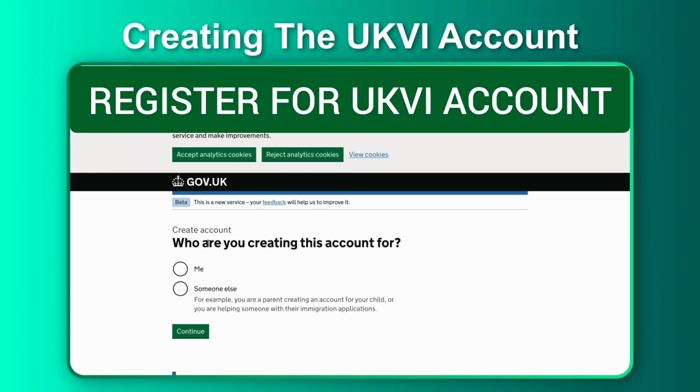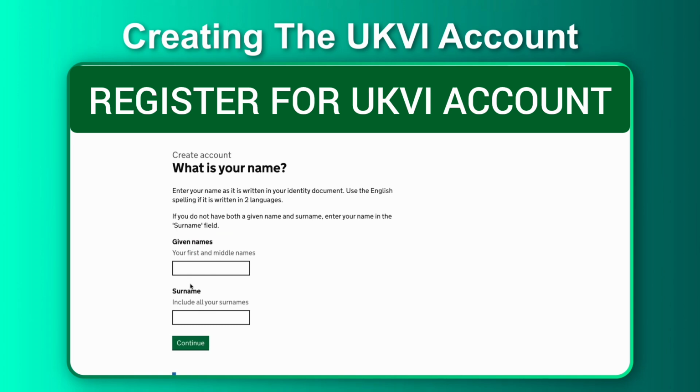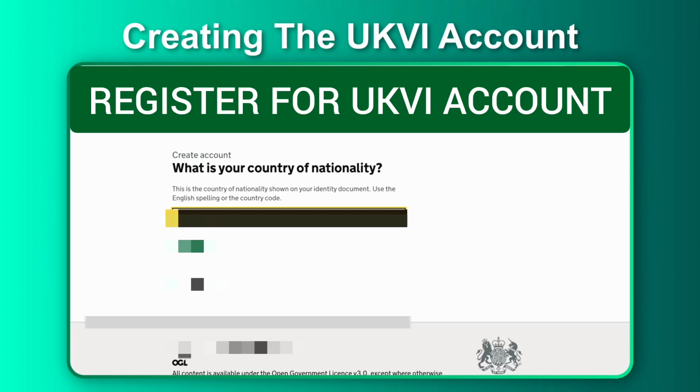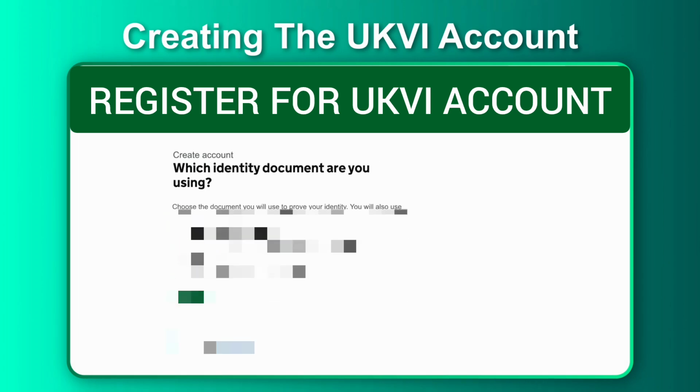Now you'll be asked, who are you creating this account for? If you're creating it for yourself, you'll click me. If it is for someone else, you'll click someone else. Next, you'll be asked to give your full name. You should write your exact name as it is written in your ID documents, both your first name and your surname. Next, you'll be asked for your country of nationality. So wherever you come from, you'll put the country name. Next, you will be asked, which identity document are you using? So if you're using your BRP, you'll choose the BRP.